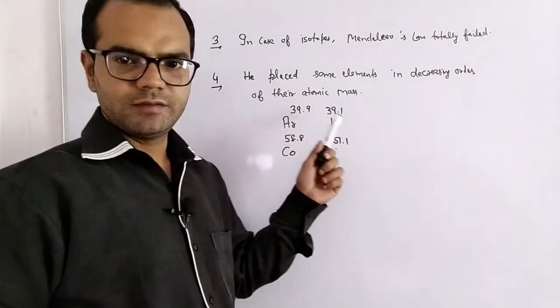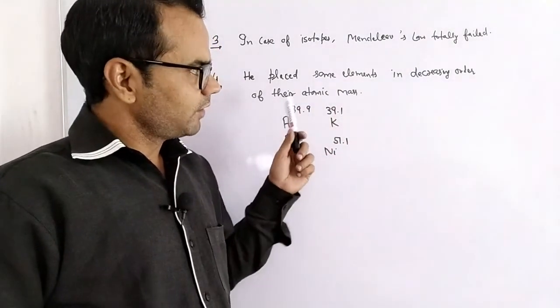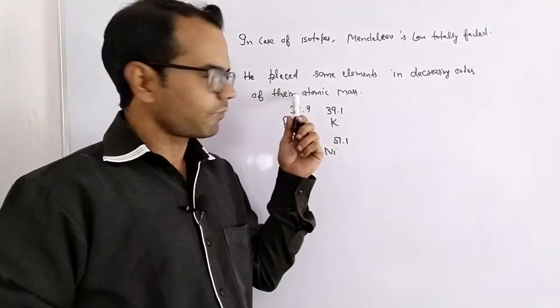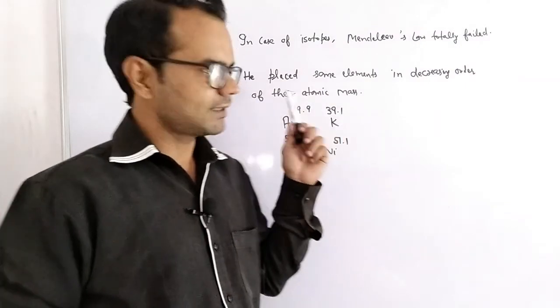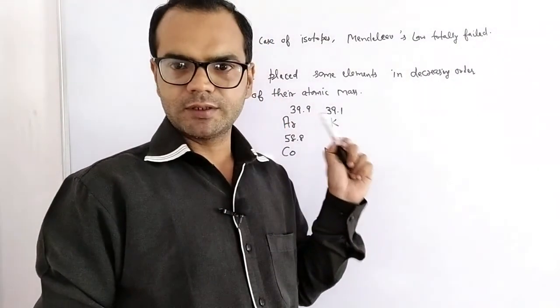In the next segment, we will understand the modern periodic table. There may be one question from the Mendeleev periodic table: what are the limitations or what are the advantages? In the next segment, we will cover the modern periodic table and the applications of the modern periodic table.